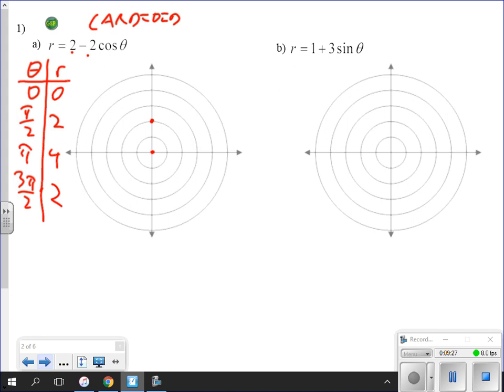I go out 1, 2, 3, 4. This is the point pi, 4. Then 3 pi over 2, 2. 3 pi over 2 is down, 1, 2 out. Those are my 4 points. And it starts here, loops out and through, and then around, and then back, something like that. That's it.